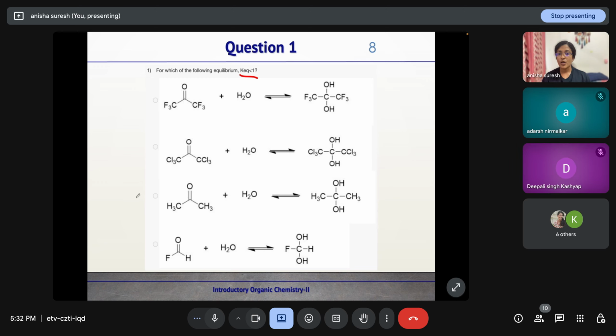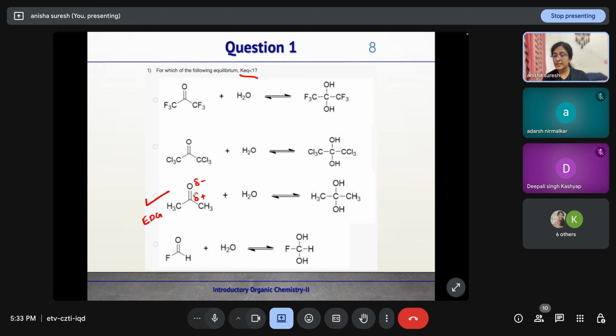Option C is the right answer. So what will be the reason? The presence of an electron donating group is reducing the electrophilicity, hence it will be less reactive towards nucleophilic attack. Here you can see in this case CH3 is present, which is an electron donating group.